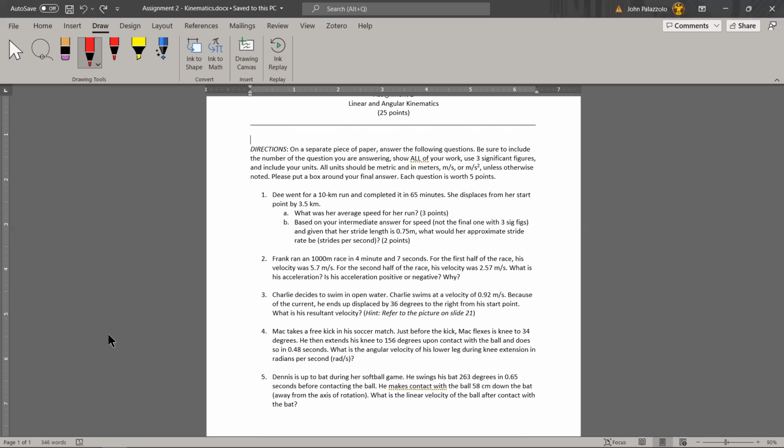It says Frank ran a 1,000-meter race in 4 minutes and 7 seconds. For the first half of the race, his velocity was 5.7 meters per second. For the second half of the race, his velocity was 2.57 meters per second. What is his acceleration? Now, this seems like a bigger question than it really is.